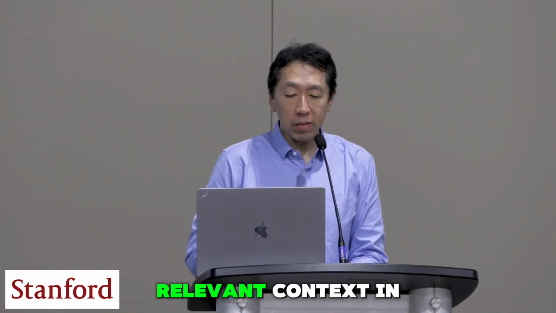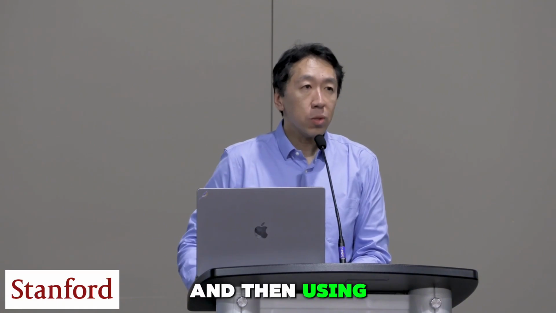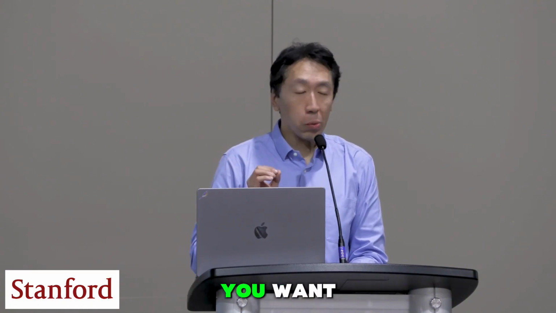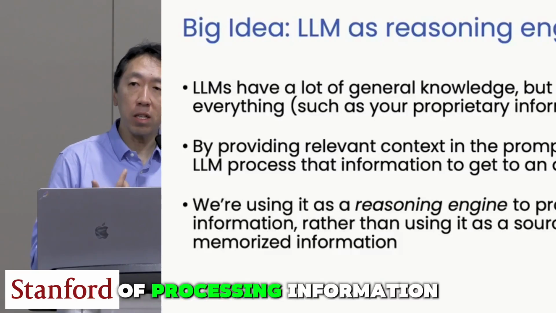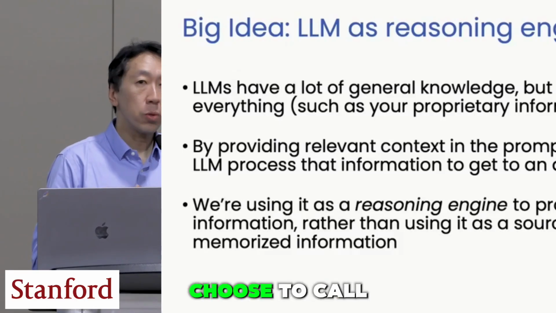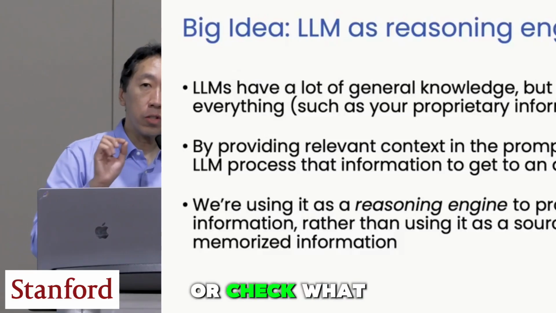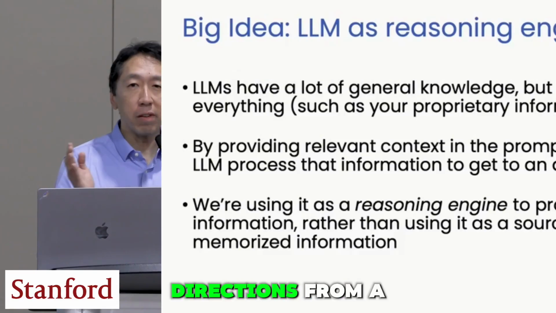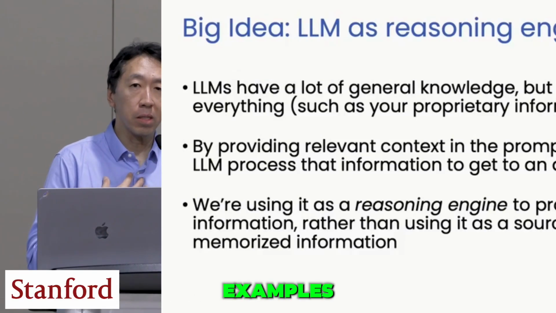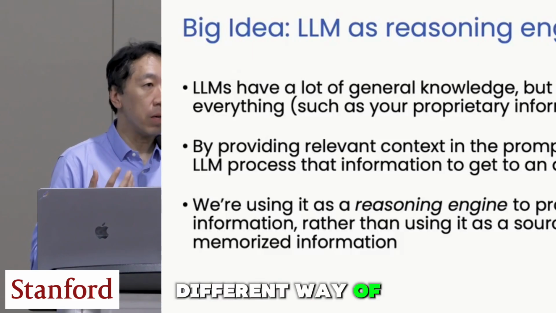But there's a way of thinking about LLMs that I think is very powerful, which is to think about providing relevant context in the prompt and then using the LLM to process information to get at the answer that you want. And as part of processing information, it can also choose to call tools, such as a tool to retrieve a piece of information, or check the weather, or find directions from A to B, some of Isa's examples. And I think this is a different way of thinking about LLMs.